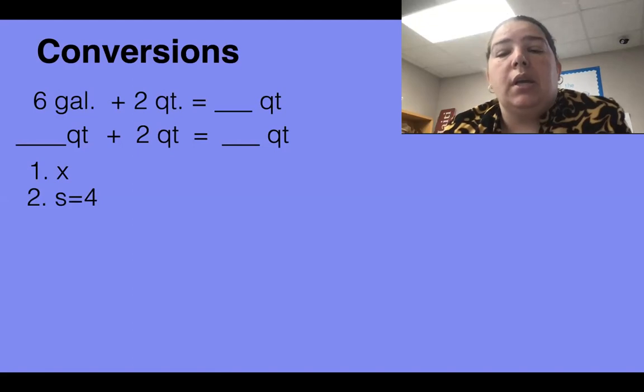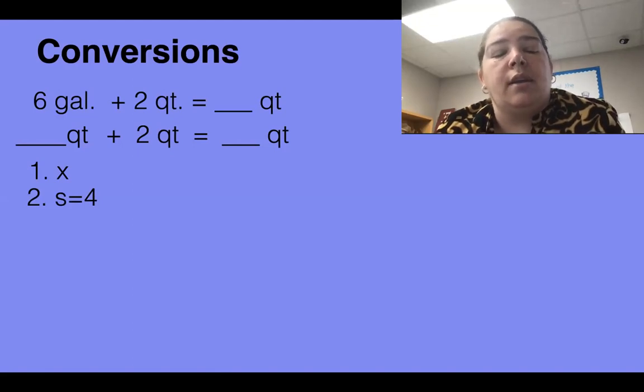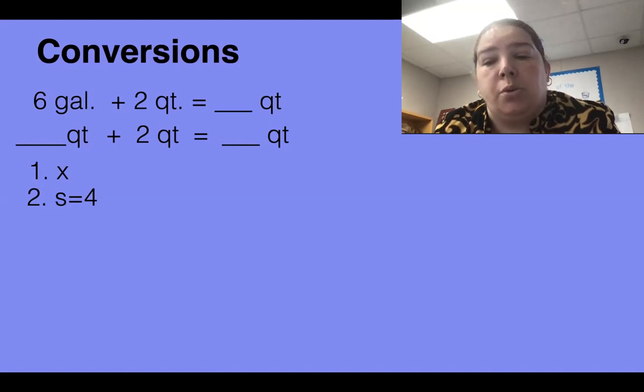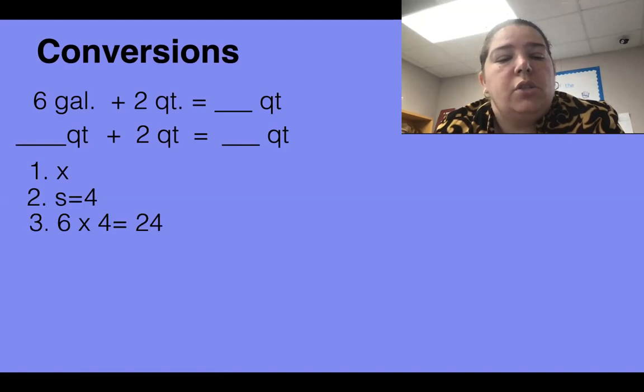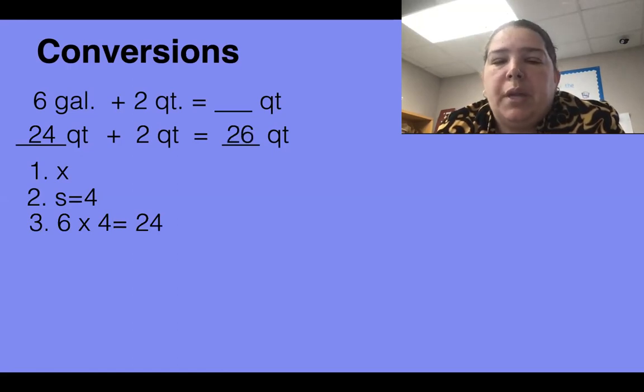Step 2 is to find our special number, and that is how many of the smaller ones are in one of the larger one. How many quarts are in a gallon? 4. So our special number is 4. And step 3 is to do the work. 6 gallons times 4 equals 24 quarts. We put 24 quarts on the line, and when we add 2 quarts to it, you get 26. Our final answer is 26 quarts.